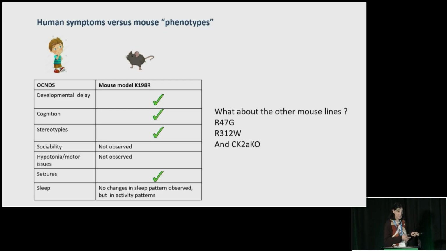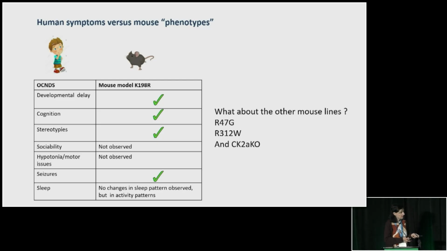a developmental delay. We have done cellular studies that show that the neurons derived from the OCNDS model mice mature less fast. We know that they have some cognitive defects. They have some stereotypies, which are uncontrolled movements that are not goal-directed, and we can detect those. We don't detect motor and sociability phenotypes.